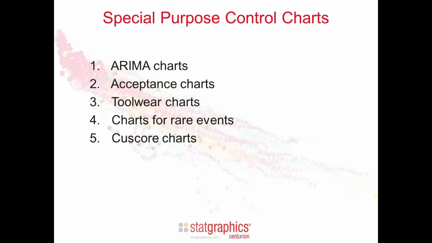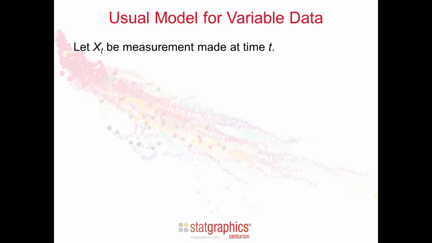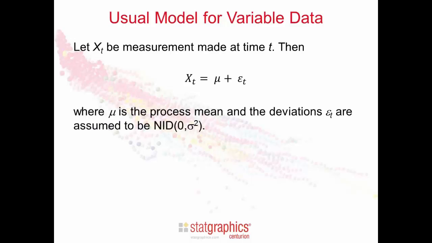Now, the first thing I'd like to show you is what the typical model is that most control charts are based on. And we're going to use a little notation. I'm going to let x sub t be a measurement that I've made at time t. The typical model upon which, for example, an x bar chart or an r chart or an s chart is based is that the observation at time t is equal to a mean mu plus a deviation epsilon sub t.